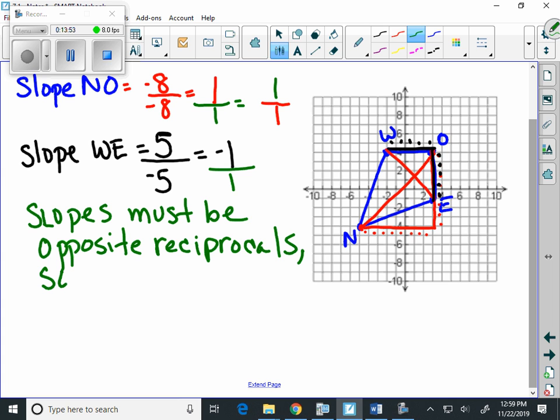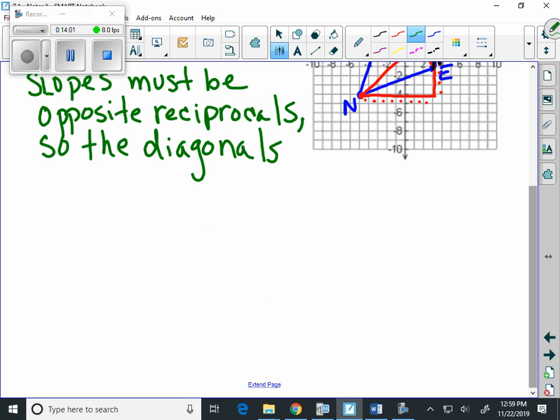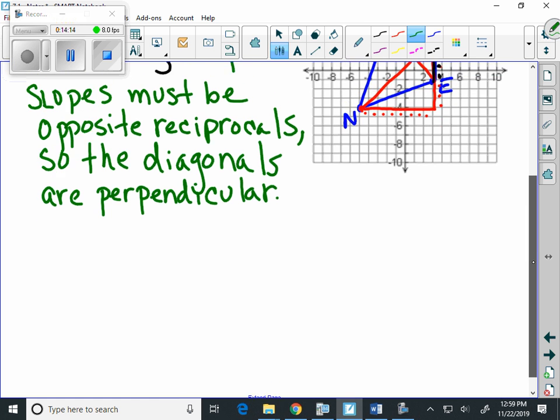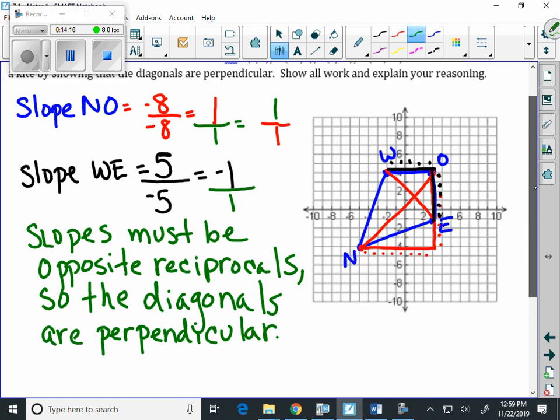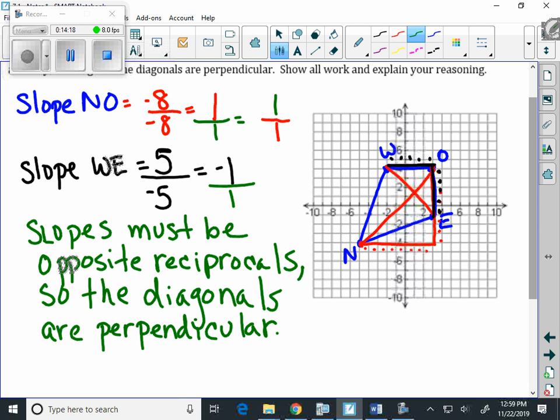We can finish by adding: slopes must be opposite reciprocals, so the diagonals are perpendicular. And we can't just write that. We have to show our work to support our statement there.